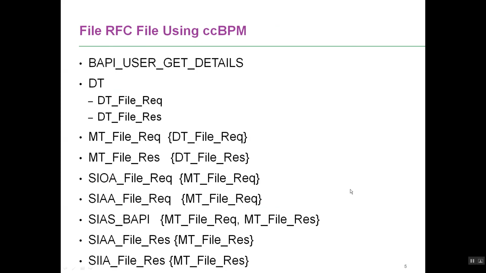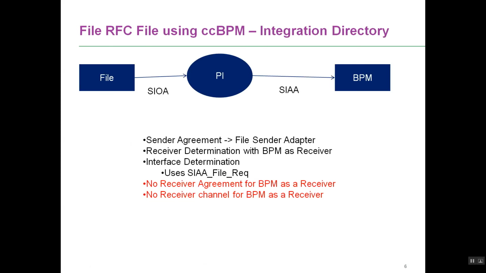All right, so basically there are three distinct flows that we need to build in the integration directory. The first flow is where you will have a sender file adapter, and that sender file adapter will have an equivalent sender agreement. Then you will have a receiver determination, and in the receiver determination, you will be using the BPM as a receiver, and I will show you how. And then you will also have an interface determination. Remember, any configuration in PI has four objects: sender agreement, receiver determination, interface determination, and receiver agreement.